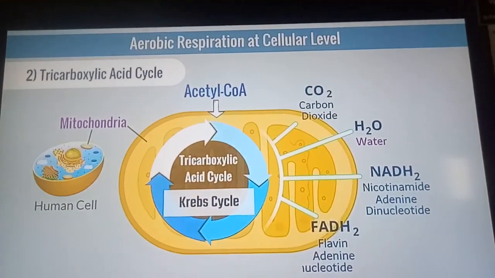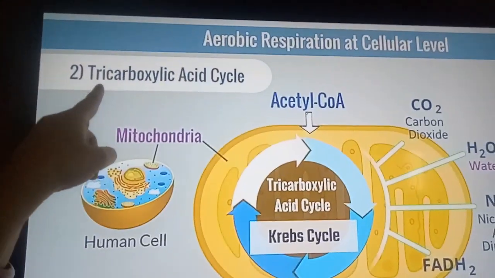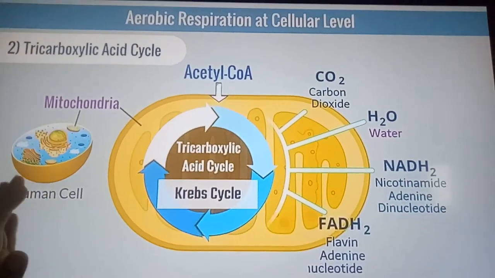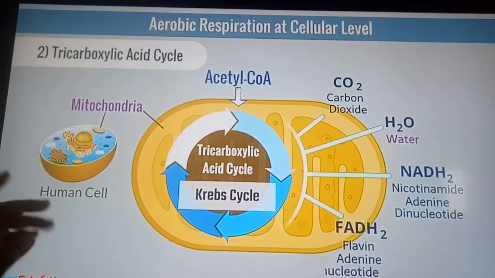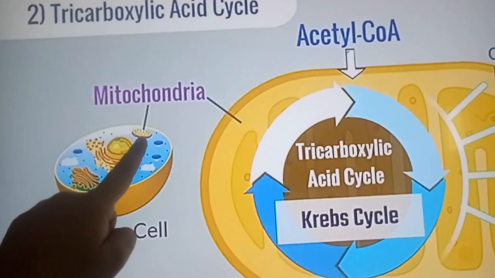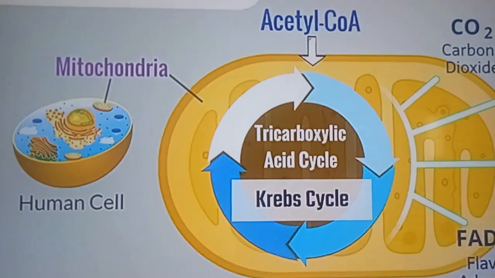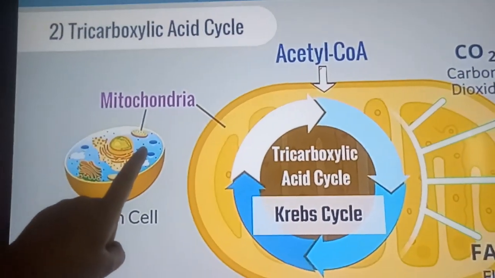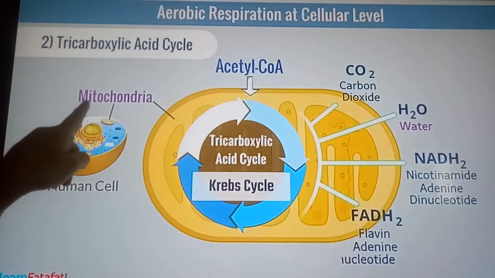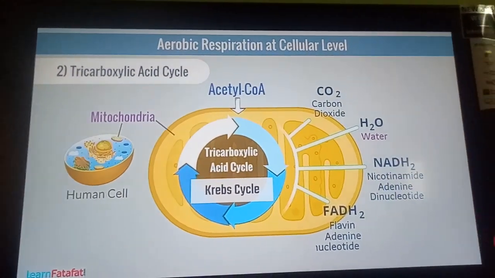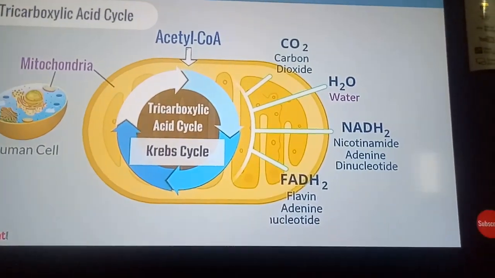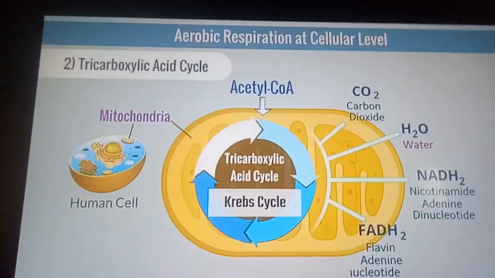Now the second reaction is called the tricarboxylic acid cycle, also known as the Krebs cycle. This second reaction happens in the cell organelle called mitochondria. In the previous one the reaction took place in the cytoplasm, and now the Krebs cycle will take place in which organelle? Mitochondria. You know what mitochondria is related with? Formation of ATP molecules. You have studied this in 9th standard.